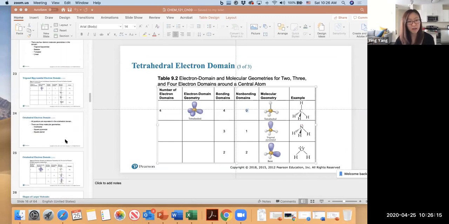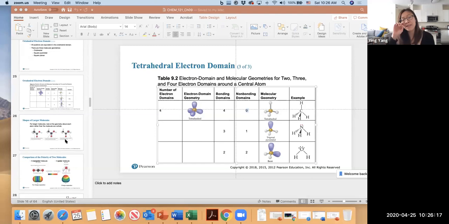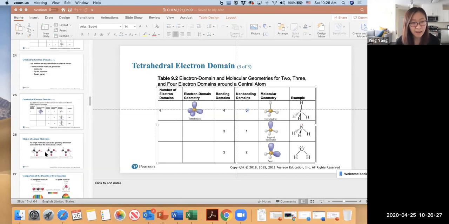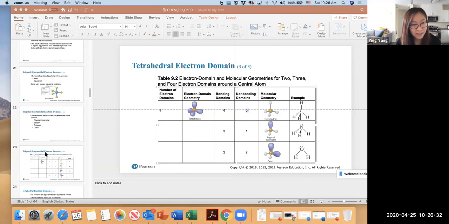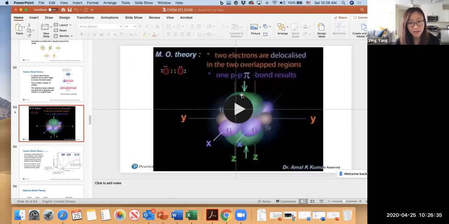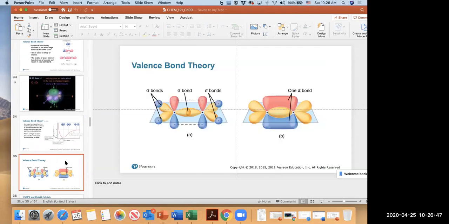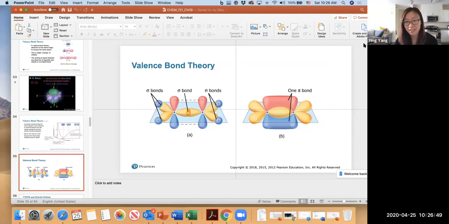So in this chapter, we talk about the formation of covalent bonds. Valence bond theory describes the formation of covalent bonds as overlapping of atomic orbitals. If they have a head-on overlap, I recommend you watch this movie after the class. It shows you that when they come head to head, they are going to form a sigma bond. And then when you have pi orbitals, this one is a good one.